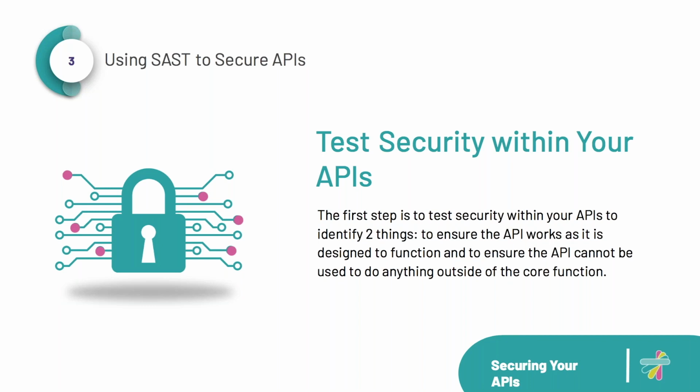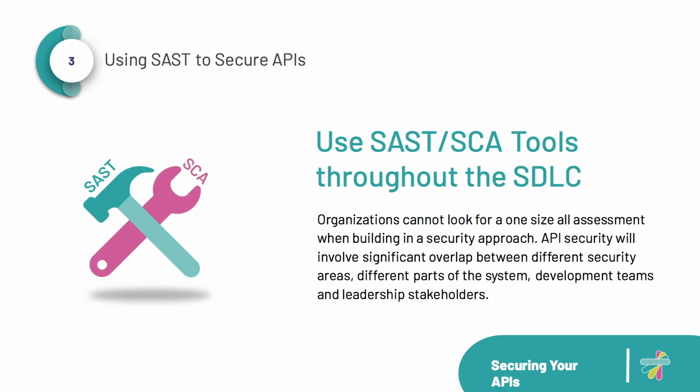Since APIs have unique structures that are often proprietary, it is essential to recognize that SAST and SCA are not total solutions. Runtime protection and obfuscation might also be needed to effectively protect your application fully. But SAST and SCA are great starting points. Organizations can't just look for a one-size-fits-all assessment when building in a security approach. API security will involve significant overlap between different security areas, different parts of the system, development teams, and leadership stakeholders.